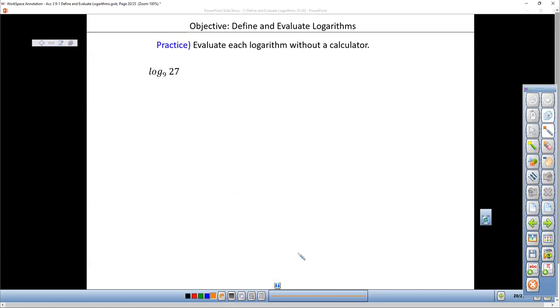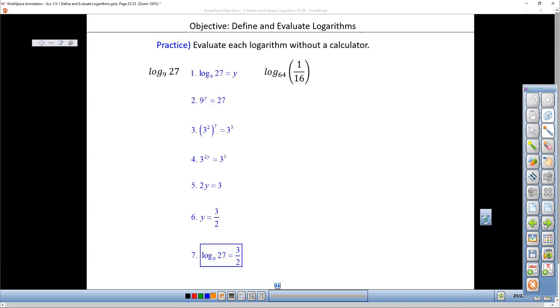Here's a practice problem for you to try. Pause the video. Let's take a look at the result here. So hopefully you came up with 3/2 as your exponent value. Here you have to rewrite the 9 and the 27, both as powers of 3. 3 squared for 9, 3 cubed for 27. And then the 2y is your new exponent, and a little division gives you 3/2.